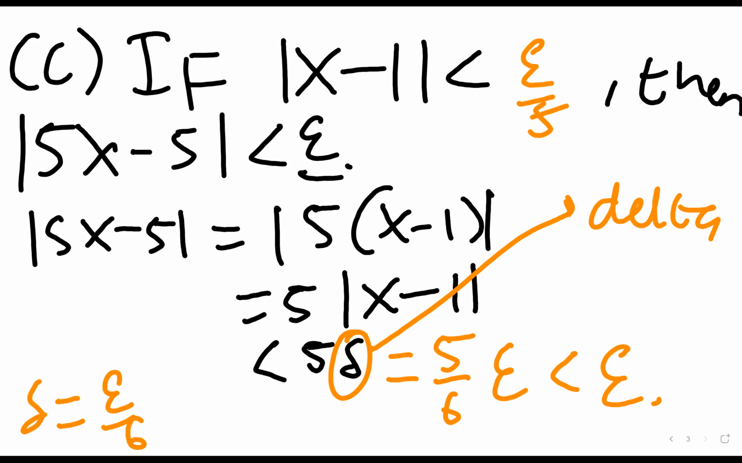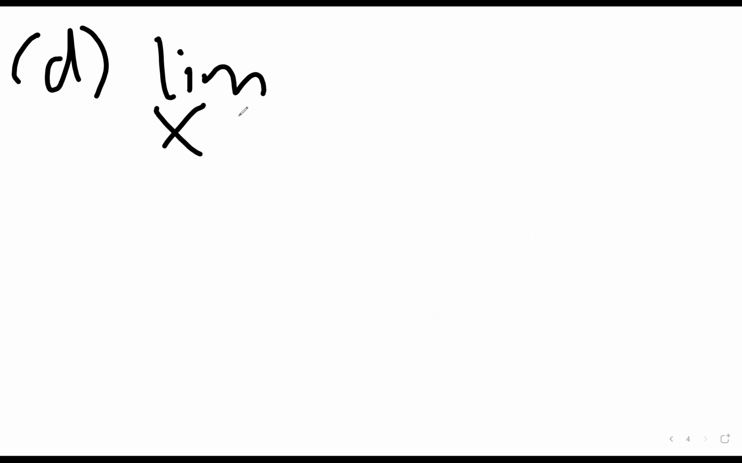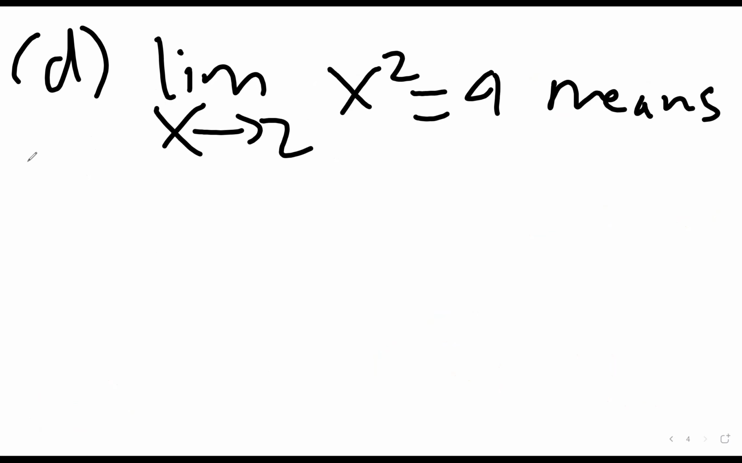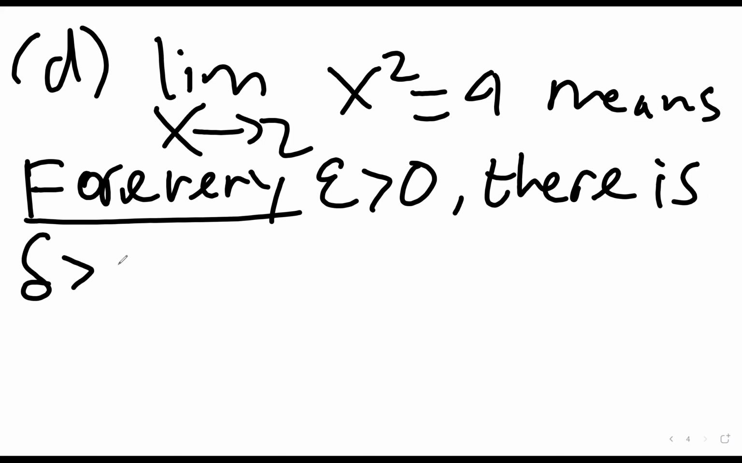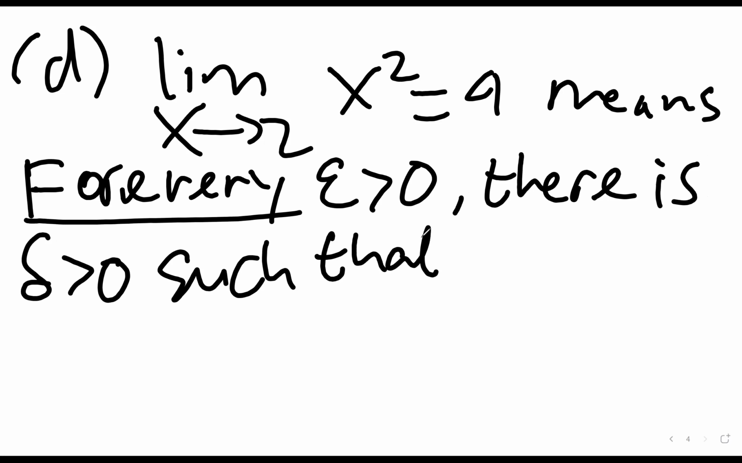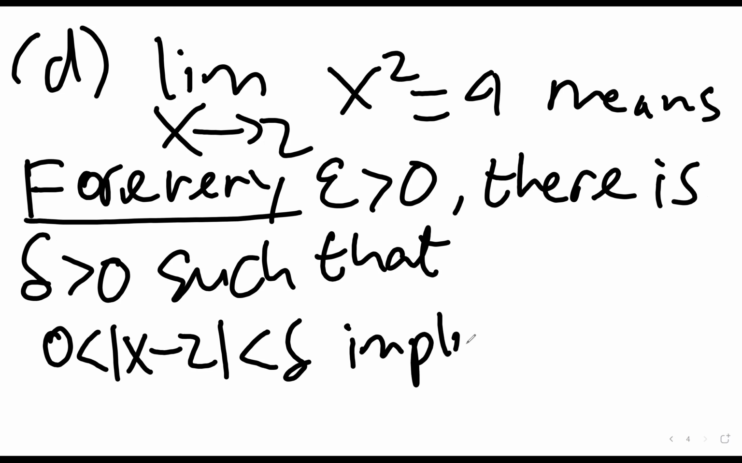For part D, the meaning of the limit as x tends to 2 of x squared equals 4 is that for every epsilon positive, there exists or there is delta positive such that, so we should write the implication then. 0 is less than the absolute value of x minus 2, less than delta, implies the absolute value of x squared minus 4 is less than epsilon.